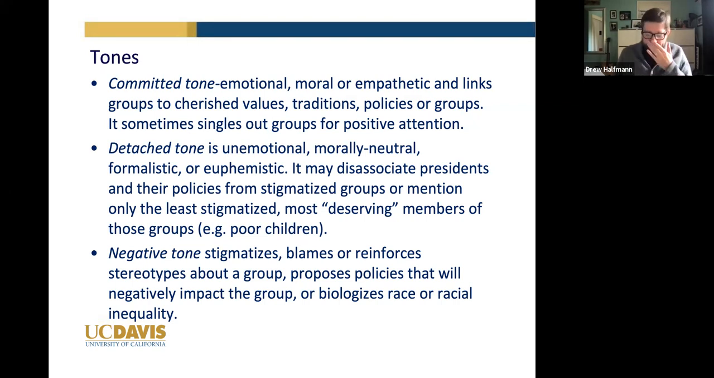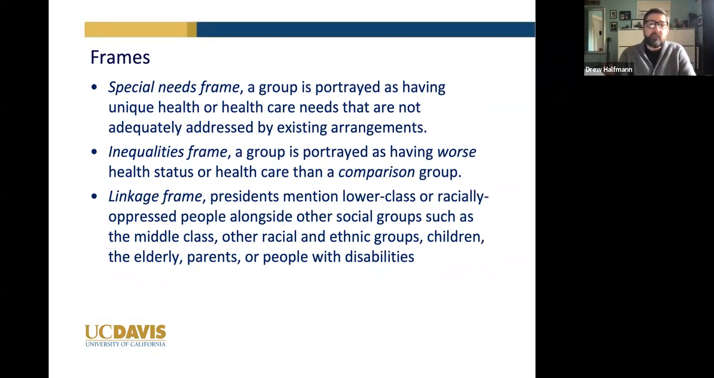I also identify three frames, and these frames basically serve as sort of intensifiers or the opposite for the tones. So one is a special needs frame, and this is a frame in which a group is portrayed as having unique health or healthcare needs that are not adequately addressed by existing arrangements. But there's no comparison to other groups, and there's no idea about inequality necessarily. It could be an argument, well, this group simply has special needs of whatever sort, perhaps biological, perhaps behavioral, and government policy should address them.